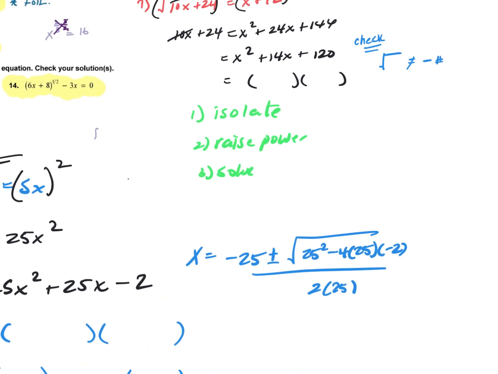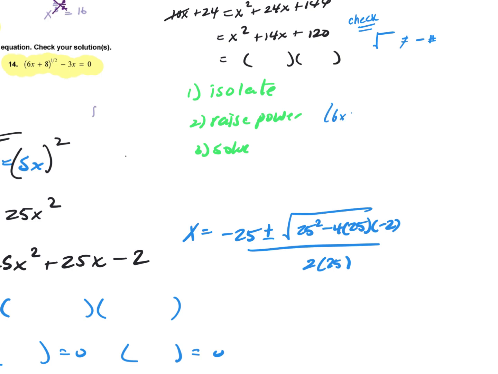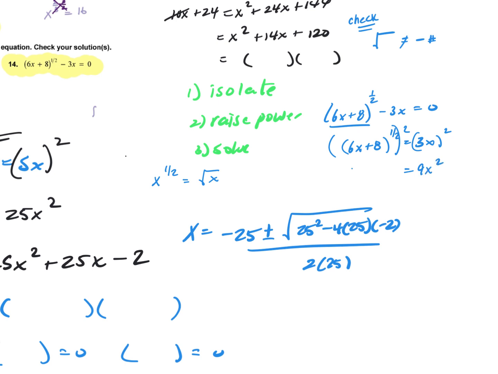All right, let me do 14 real quick. So we've got 6x plus 8, raised to the 1/2 power, minus 3x equals 0. So it's the same idea. Think of the fractional exponent as a root. So you want to isolate the root. So we're going to bring over the 3x, so 6x plus 8 to the 1/2 power equals 3x. Since raising something to the 1/2 power means the square root, I'm going to square both sides. That cancels it. So you get 9x squared equals 6x plus 8.